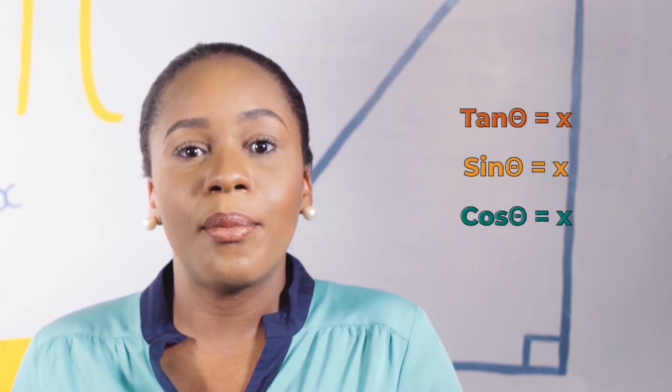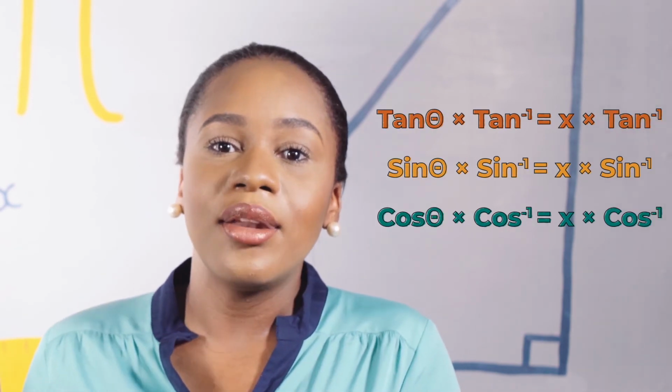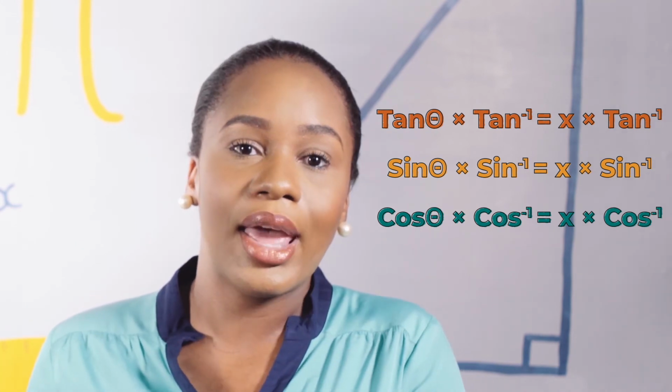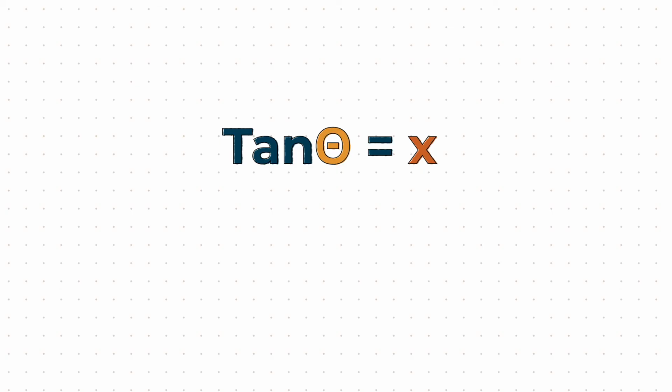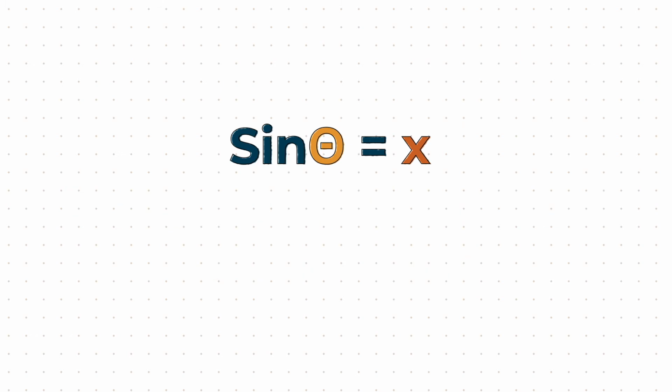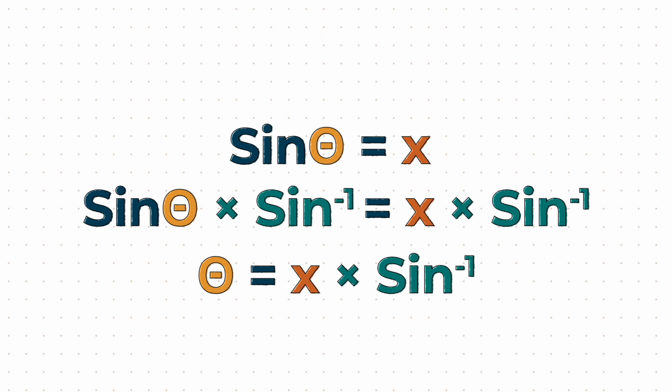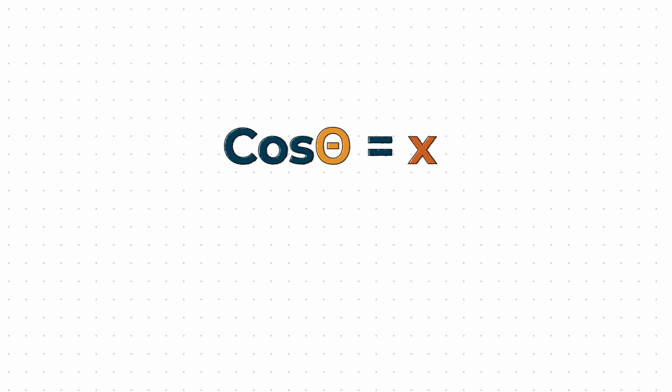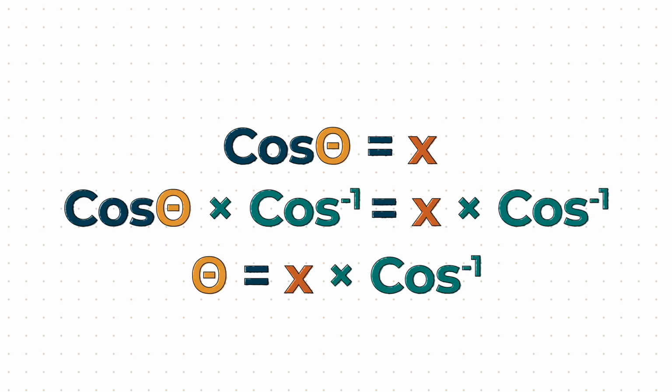When calculating to find the value of an unknown angle and you've reached the point in the equation that looks like this, find theta by multiplying the equation by the inverse of whatever trigonometric identity you are working with. To be clear, if tan theta is equal to x, we find theta by multiplying tan inverse to x. If sine theta is equal to x, we find theta by multiplying sine inverse by x. Right. And if cosine theta is equal to x, we find theta by multiplying cosine inverse by x.